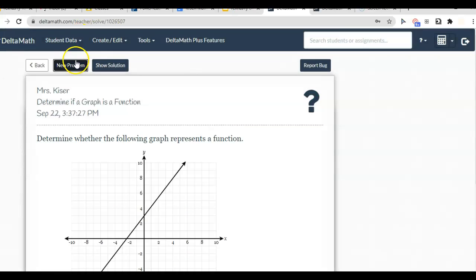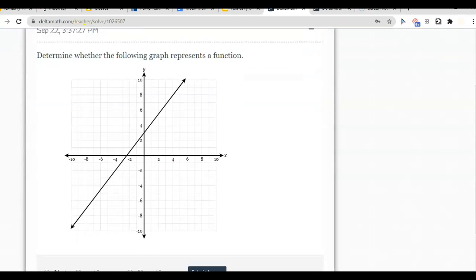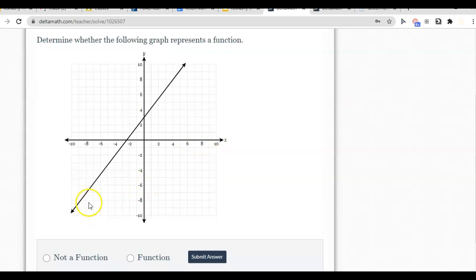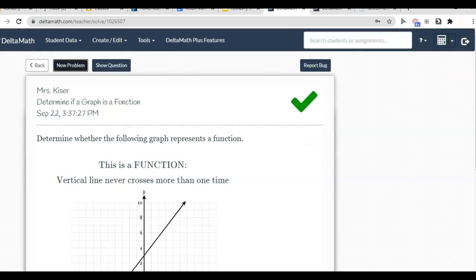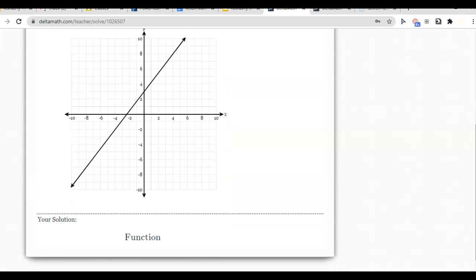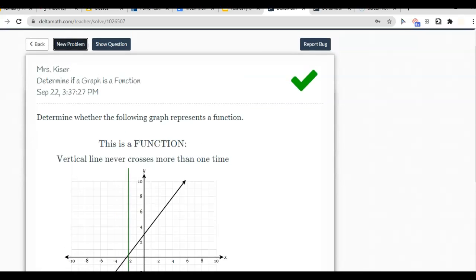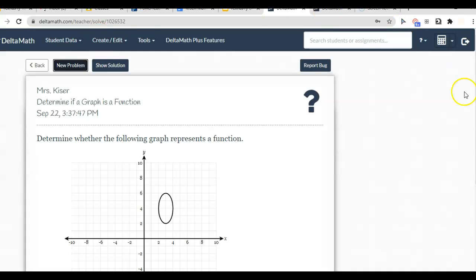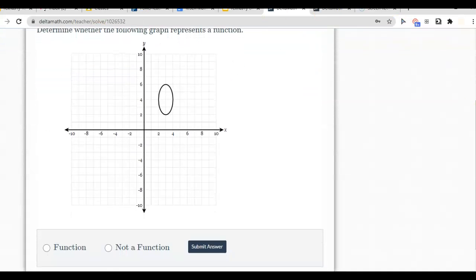Let's try another one. Looks like a straight line to me, so it looks like it's a linear function. Does pass the vertical line test. I'm going to say it's a function. And yes, the vertical line never crosses more than one time at any given place on the graph. You can easily see that would not pass the vertical line test.